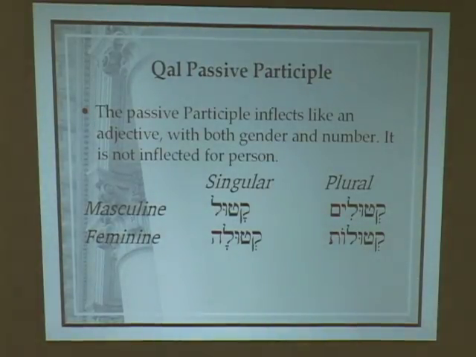So basically, this is your whole paradigm. Gender and number, singular or plural, and that's it. There's no person. There's no first, second, third person. This is your whole paradigm.